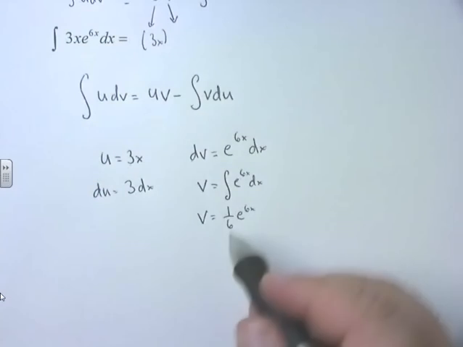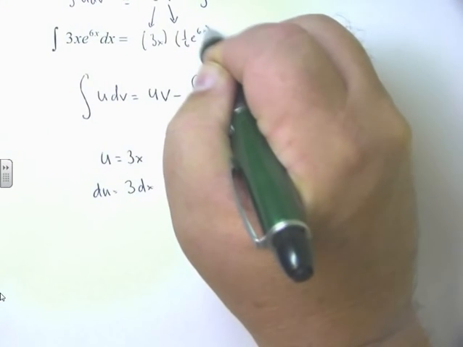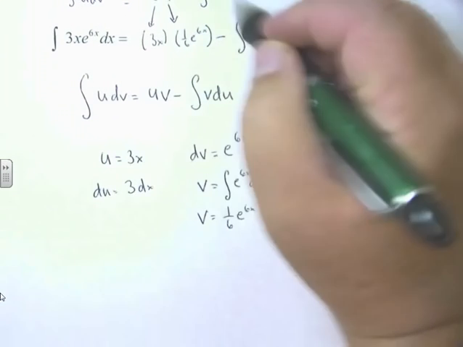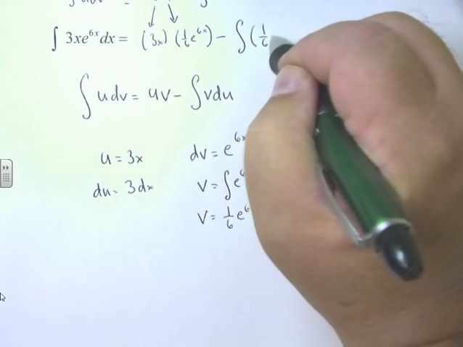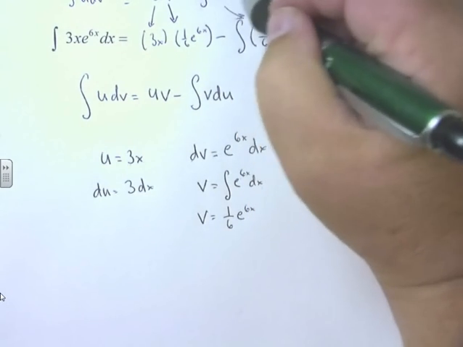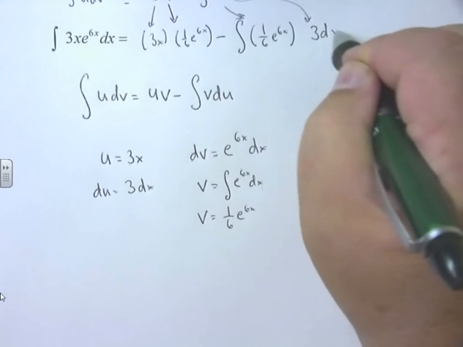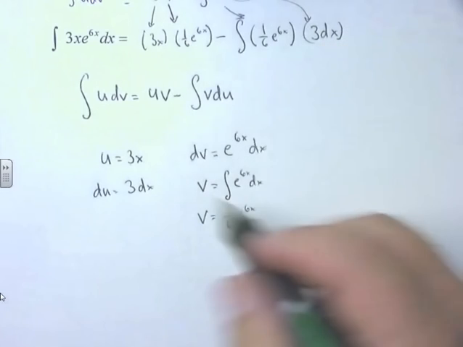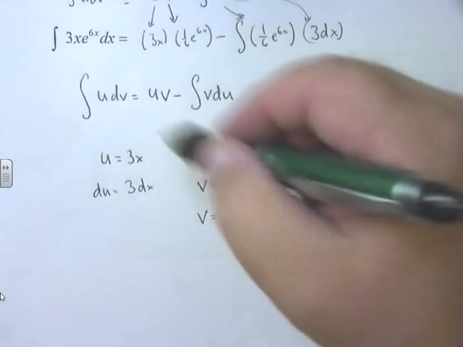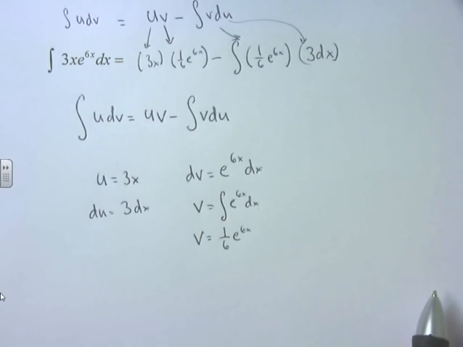Times v. What was v equal to? 1/6 e to the 6x. Minus the integral of what was v? That was 1/6 e to the 6x, and then times du, and du is 3 dx. Literal substitution, but unlike u substitution, you don't move the constant to the other side. You just literally plug it in to your formula.